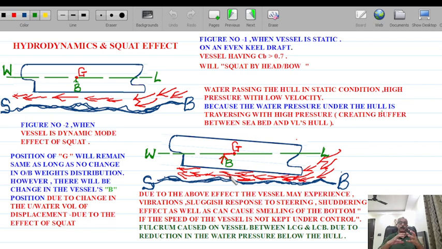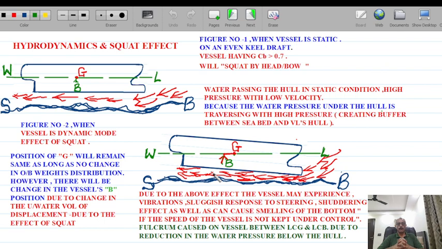This I've explained to you in a reciprocative manner from the squat perspective. So here, the WL, the water level, is here, that is, she is dipped compared to when she was starting. Now she is dynamic, and this is the seabed, and the water pressure has reduced and the velocity of water traversing under the hull has increased, which is basically the after effect of squat.